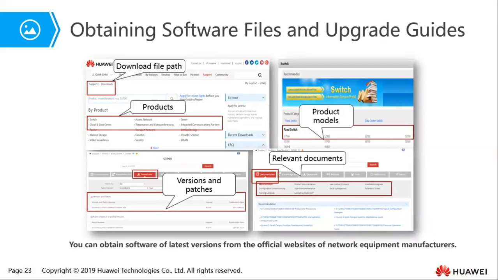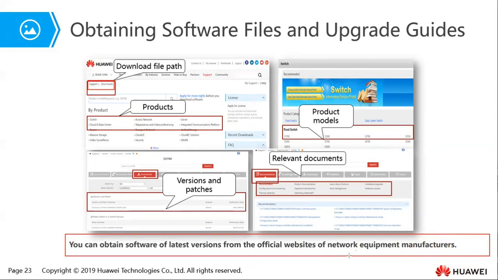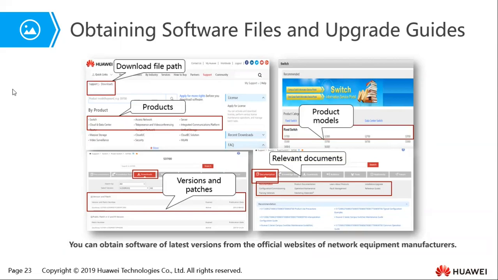Then you need to obtain the software files and upgrade guides. So if you go to the Huawei website, under support downloads, you can be able to search a particular product and be able to download any software that you want. So really you can obtain software of latest version from the official website of network equipment manufacturer. So for example, from Huawei website. So there's nothing you can't download, whether it's a patch, whether it's a VRP, latest version, anything. You can be able to download not just the software, but also the relevant documents that are guiding you on how to perform that particular upgrade.